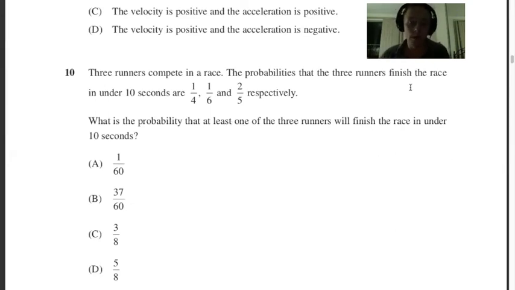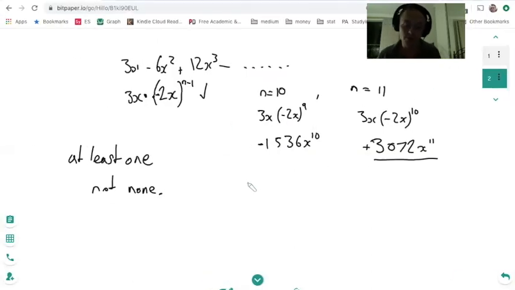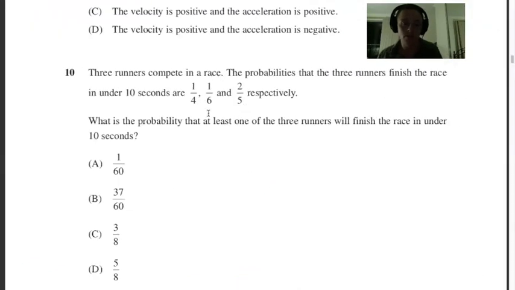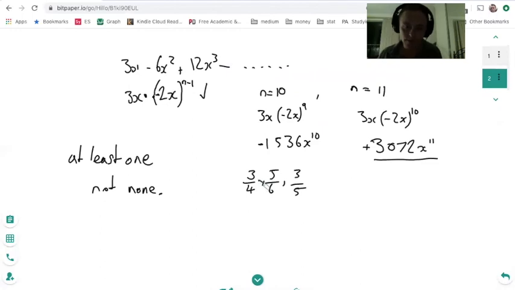So we will find the probability that runner 1 does not finish in under 10, runner 2 does not finish in under 10, and runner 3 does not finish in under 10. And that looks like it's going to be 3 on 4, 5 on 6, and 3 on 5, respectively. Let's just check those. 3 on 4, 5 on 6, 3 on 5. Yep. We're going to multiply these together because they are our probabilities.